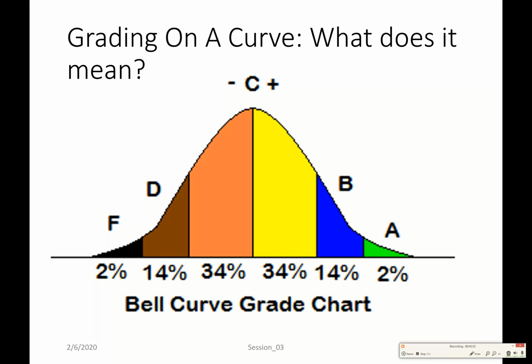Anyway, that's the curve type of grading, where only the top 2% of the class can get A's. And then, assuming that people get different scores, 14% get B's in the class. That's grading on the curve. That's what it means. It's a very competitive type of scoring.